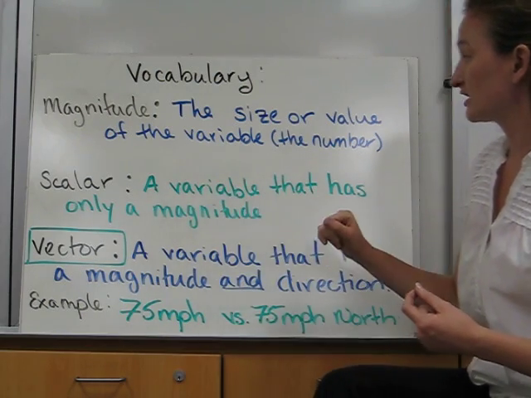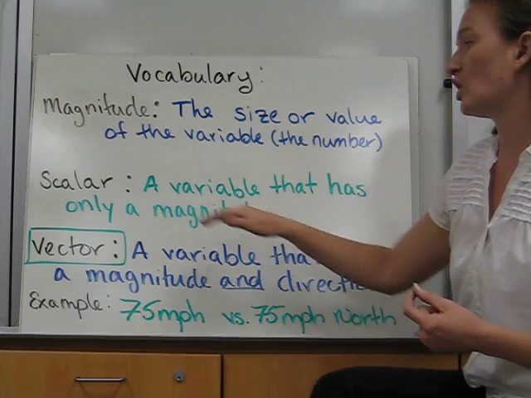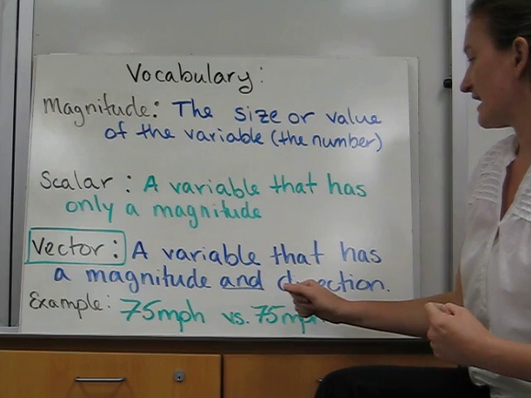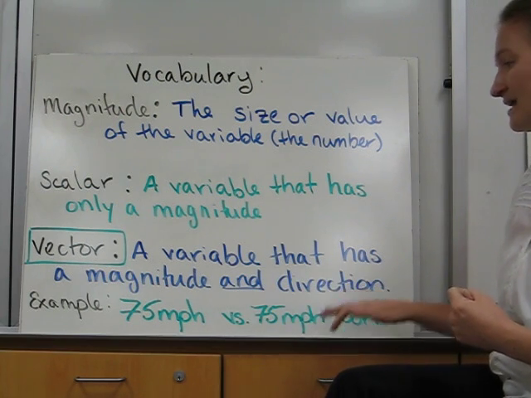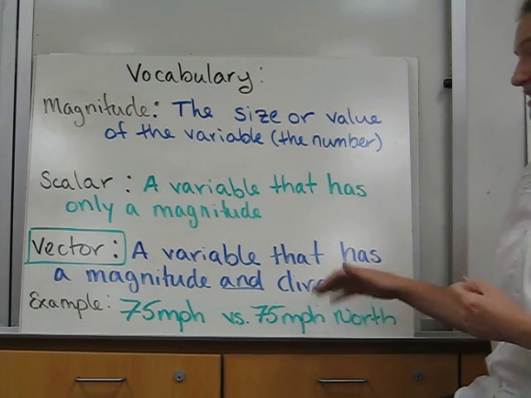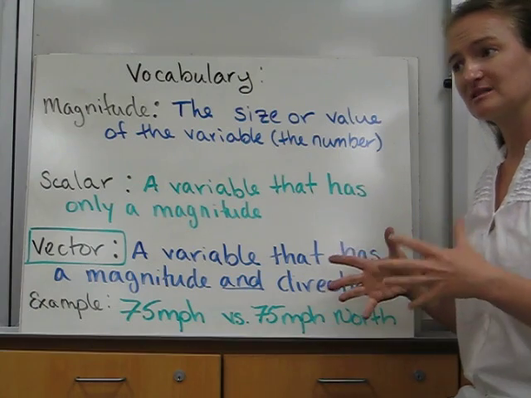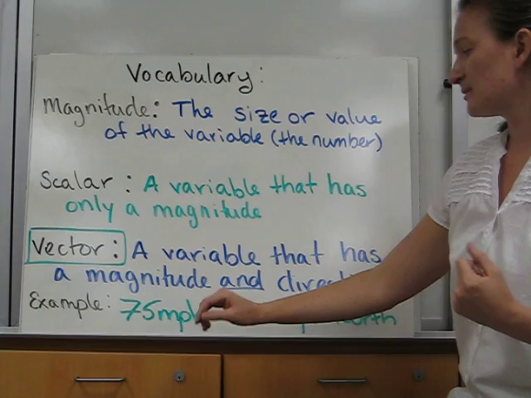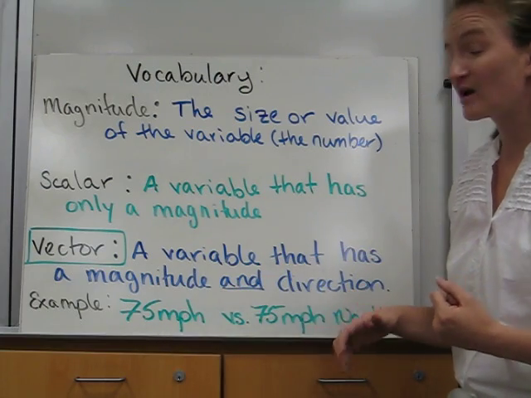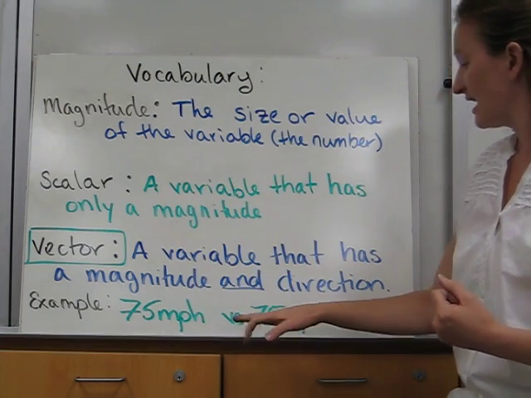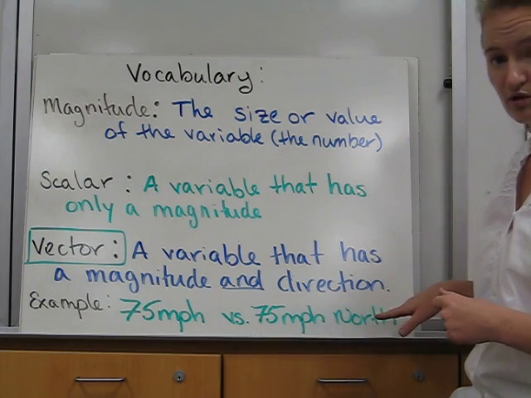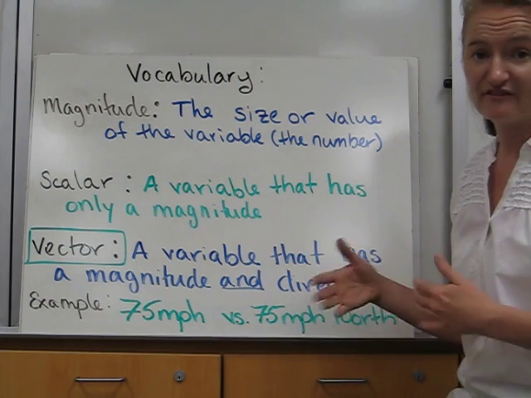Two different types of variables basically that we will have in physics. The first one is a scalar. A scalar is a variable that has only a magnitude. It's just a number. A vector, on the other hand, is a variable that has a magnitude and a direction. So it has both a number, but that number says it's also moving in a specific direction. So an example of this would be 75 miles per hour would be a scalar. But if you changed it, 75 miles per hour northbound would now be a vector.